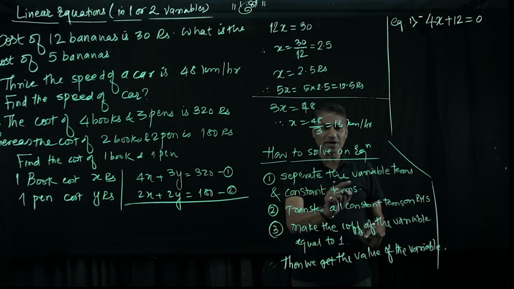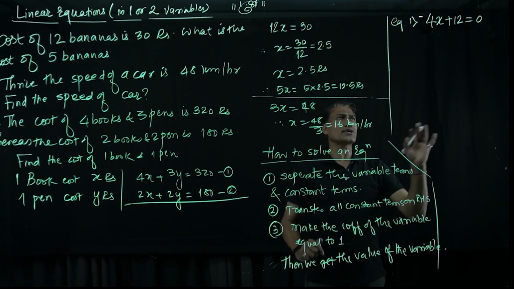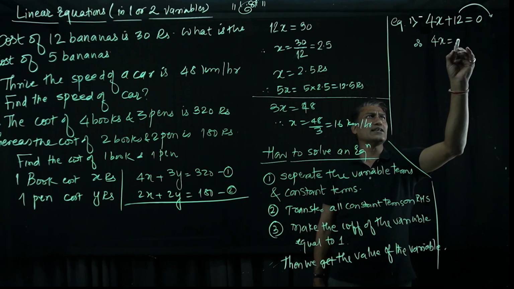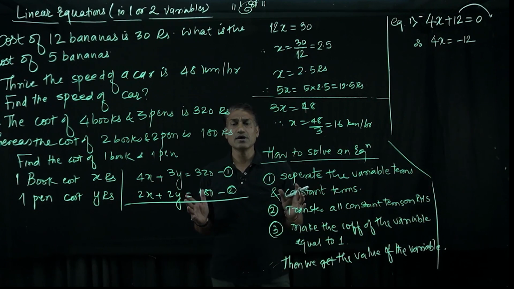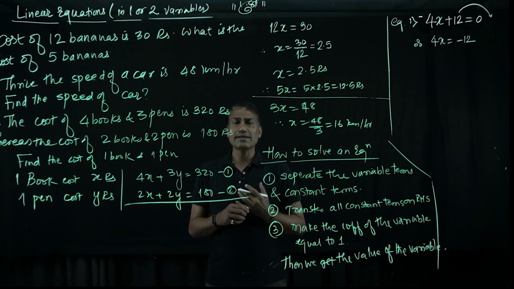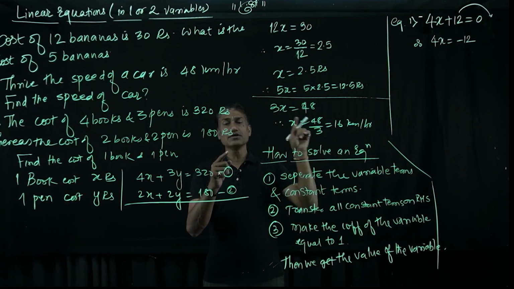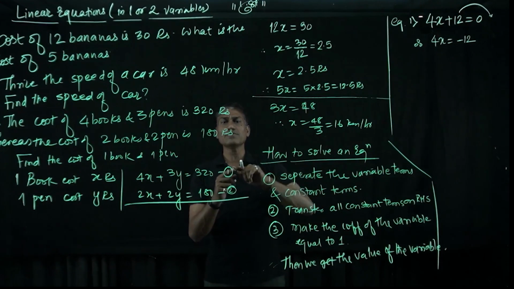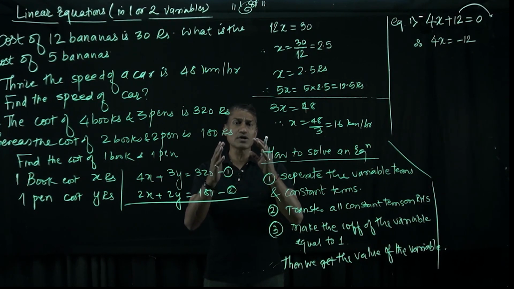So as we told you, separate the variable terms and the constant term. They are already separated. Transfer all constant terms to the right hand side. I will say therefore 4x is equal to, this goes on the other side and becomes minus 12. Remember, when we are solving linear equations, there will be transfer of terms, and in transfer the rules are: addition on the other side becomes subtraction, subtraction when it goes on the other side becomes addition, multiplication becomes division, division becomes multiplication. So they get interchanged into each other, and you should always follow these rules properly.